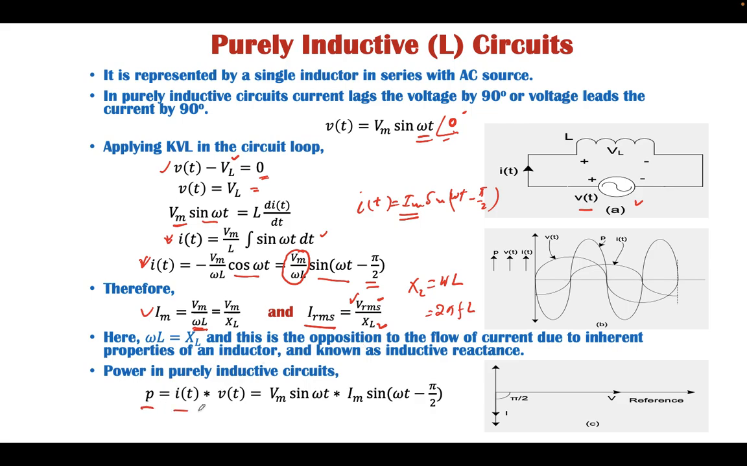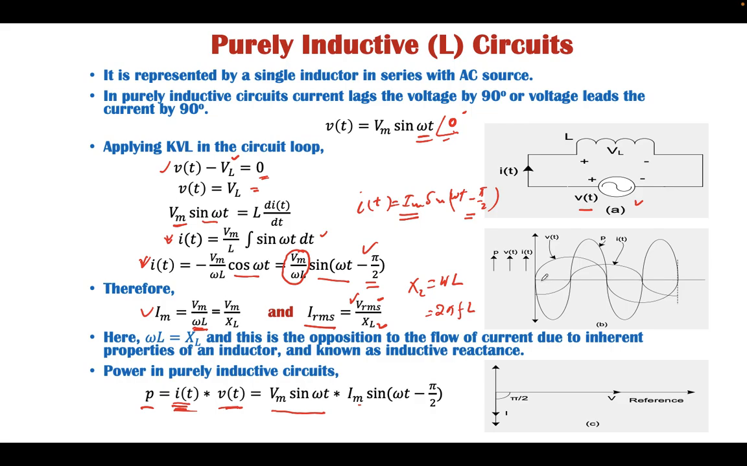Now calculating the power in this circuit, P will be equal to the instantaneous value of current times the instantaneous value of voltage. The instantaneous value of voltage is Vm sin omega t, whereas the instantaneous value of current we have already found, which is equal to Im sin of omega t minus pi by 2. What does this pi by 2 mean? It means current and voltage have a phase difference of 90 degrees. Pi by 2 here is 90.